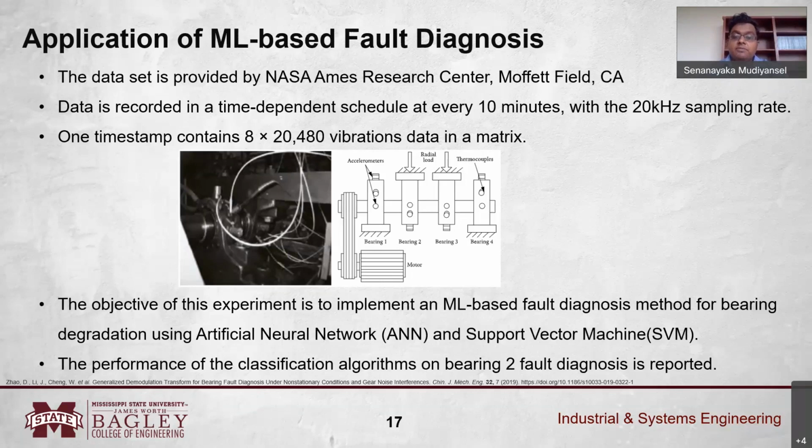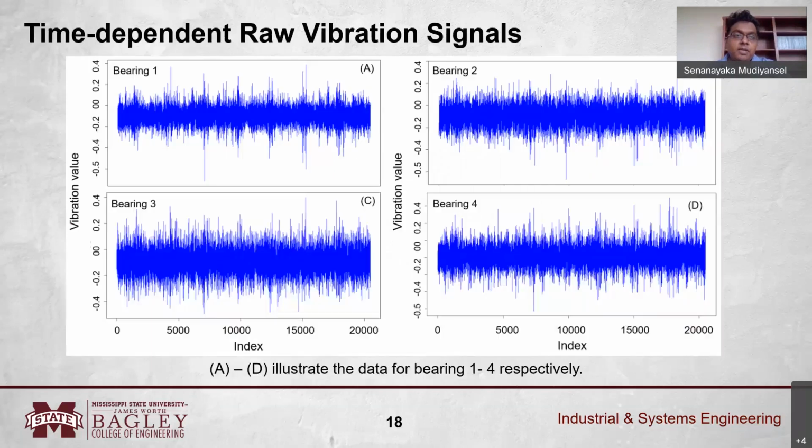The performance of these classification algorithms on bearing 2 fault diagnosis is recorded. What does that mean? There are 4 bearings, but for demonstration purposes, we choose bearing 2 to show you what these degradation patterns look like and how we make this machine learning based fault diagnosis method for signal processing. In this slide, you may see the different types of bearing and time-dependent vibration signals. Sometimes these are called raw vibration signals, and this is in the time domain.